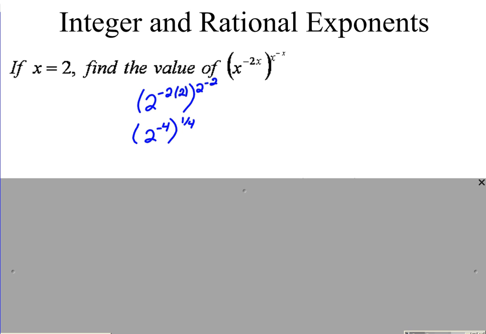Use your rule of exponents. Now, when we have exponent to an exponent, or power raised to a power, remember we multiply. So take negative 4 times 1/4. We end up with 2 to the negative 1st power. Plug that then into your calculator, and you get 1/2.